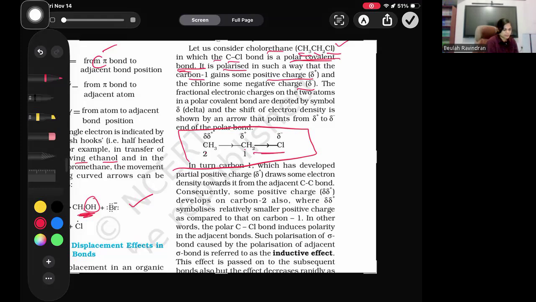What is the first carbon? The first carbon gains some positive charge. I've told you, not a full charge but some fraction of positive charge, and the chlorine gets some negative charge. So delta plus and delta minus.